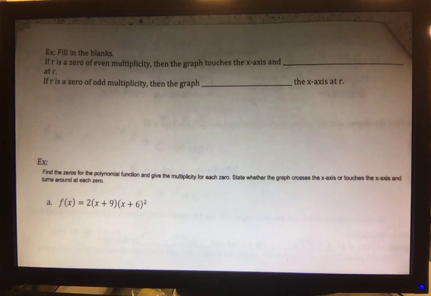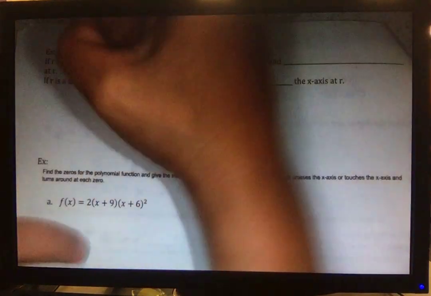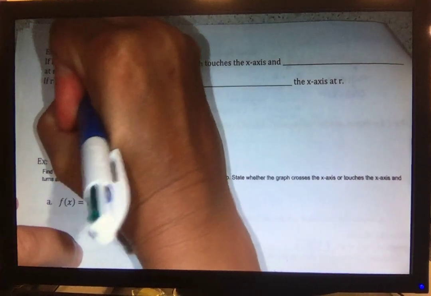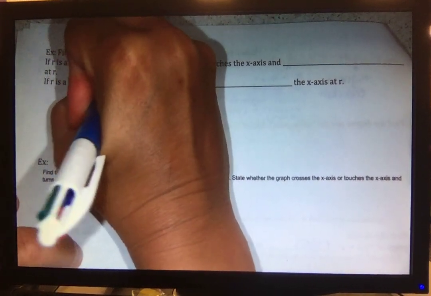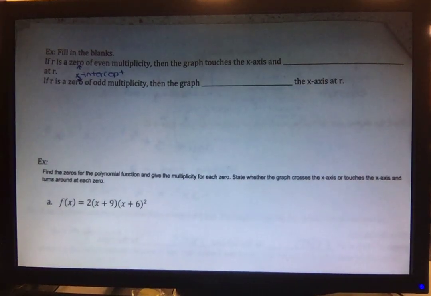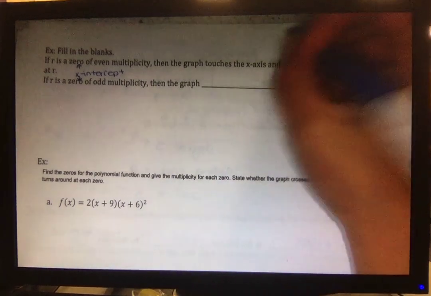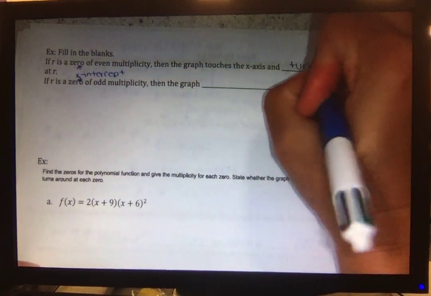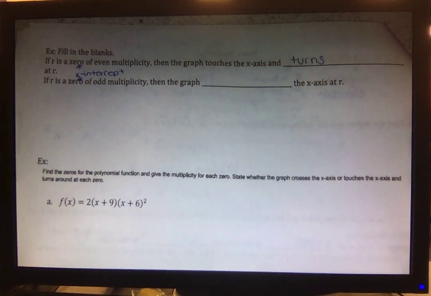All right, so it says if r is a zero, pausing for a second, what did we say zeros were? What's a zero of a function? The x-intercept. So if r is of even multiplicity, I'll come back to that word in a second because that's a new word. If r is even multiplicity, then the graph touches the x-axis and turns. So it touches and turns at r.